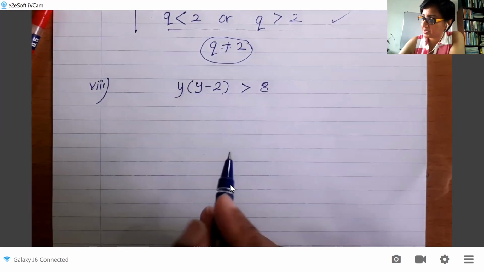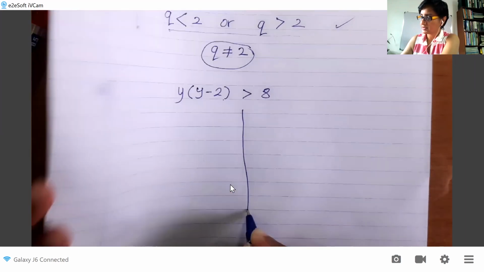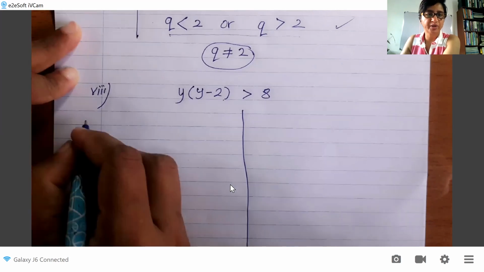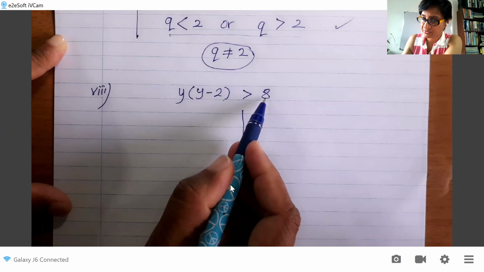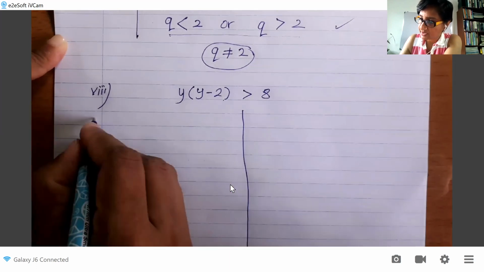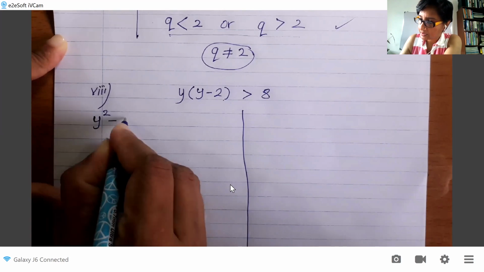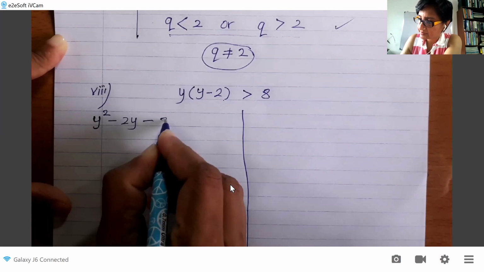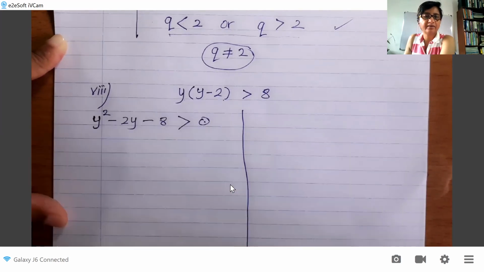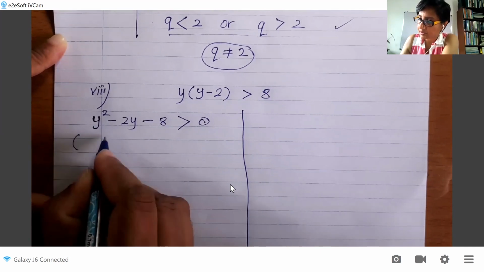Okay, so let me divide the paper onto 2 parts. So this is one way in which you can do it. Since it's not a 0 there, you have to first make sure. So I will remove this bracket. It's y squared minus 2y, and then I will bring the 8. That's what I will have, right? And then factorize. Does it factorize properly?